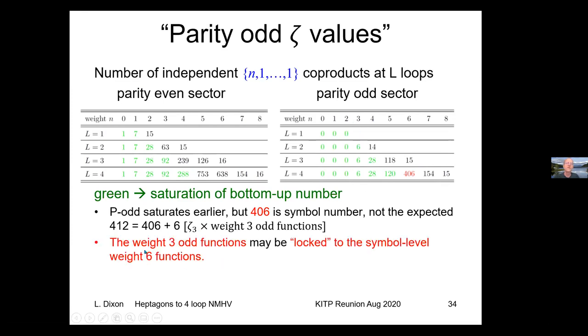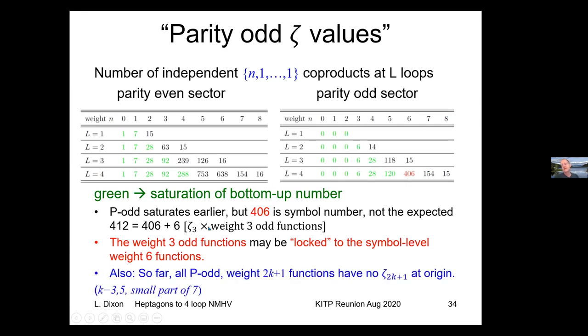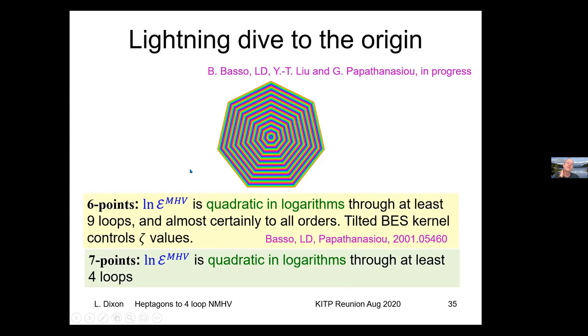So these weight 3 functions might be locked to the symbol level weight 6 functions. Of course, if we went to 5 loops and still saw 406, then we would be more sure. And there is one other weird thing in the parity odd sector, which is when we go to the origin and we have parity odd, odd weight, we never get a zeta 2k plus 1 at the origin. But this is another thing where you need more data to be sure about what's going on.